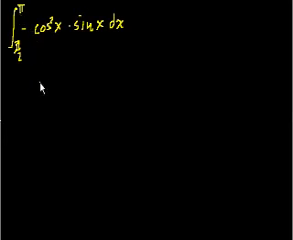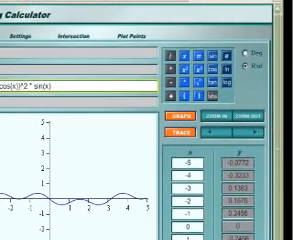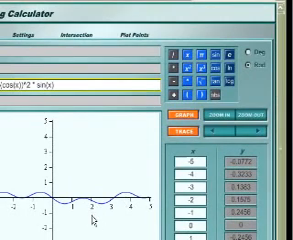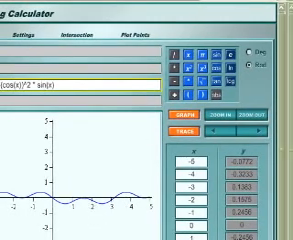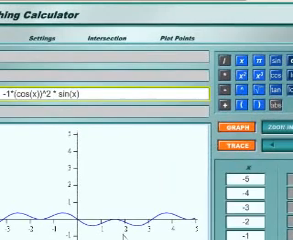Before we just chug through the math and do the antiderivatives and use the fundamental theorem of calculus to evaluate the definite integral, let's think about what we're even doing. I've graphed this function right here, minus cosine squared of x times sine of x. And what we care about is the definite integral between pi over 2, which is roughly here, and pi.